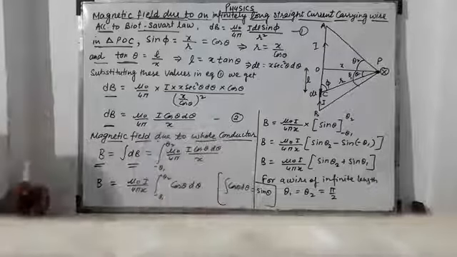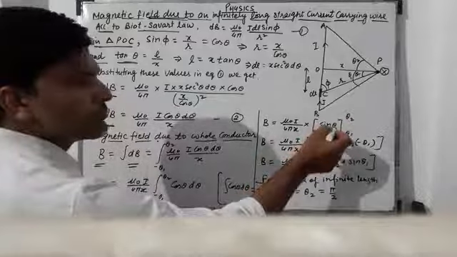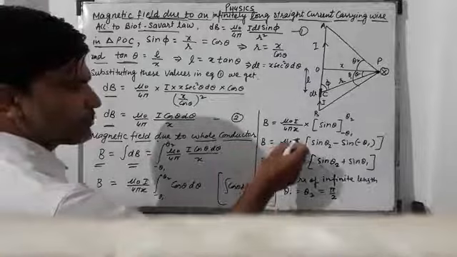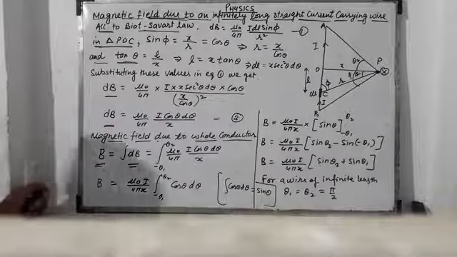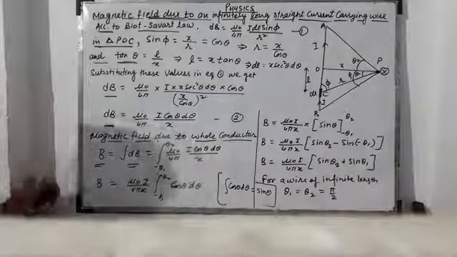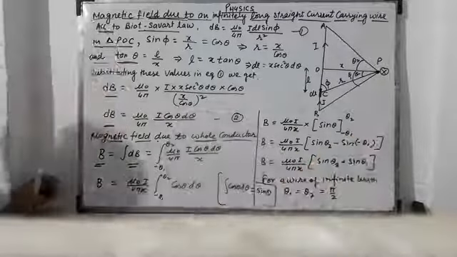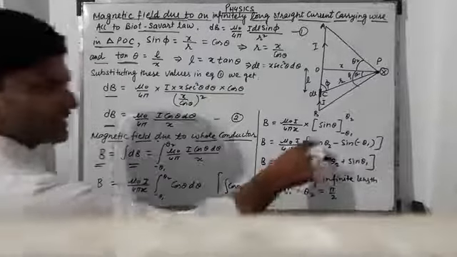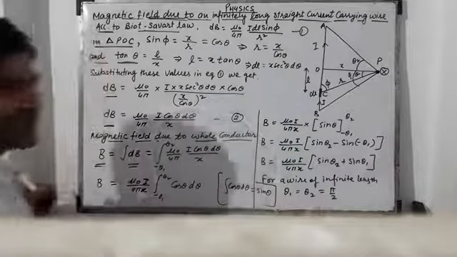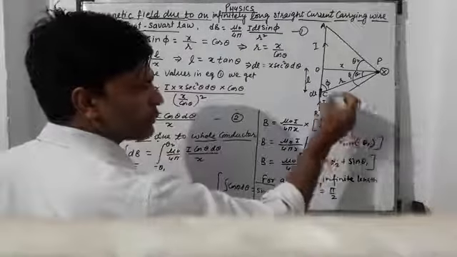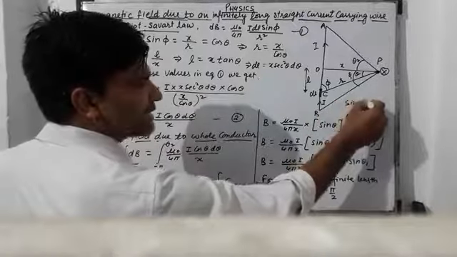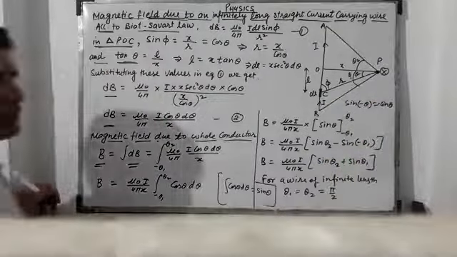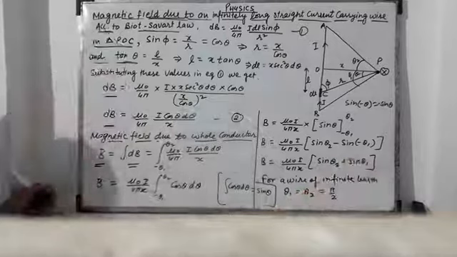Then substituting the values, we get B is equal to mu naught I upon 4 pi x, upper limit minus lower limit. Now B is equal to mu naught I upon 4 pi x into sin theta 2 plus sin theta 1, because sin of minus theta is equal to minus sin theta. So we have plus sin theta 1.